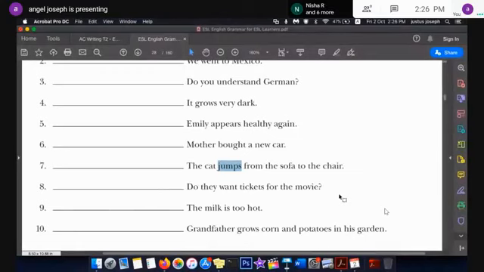Do they want tickets for the movie? Number 8. Transitive. Very good. Who was this? Soumya. Great. That's a transitive verb. Here, many of you might have gotten confused with the word for. You might have thought, isn't for the movie a prepositional phrase? That's what many of you would have thought. But no, that's not the case here. The movie here is used as the object. Sorry, not the direct object, but the indirect object.